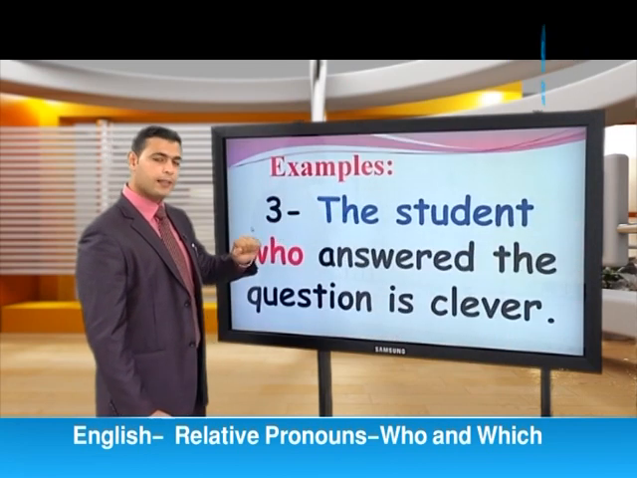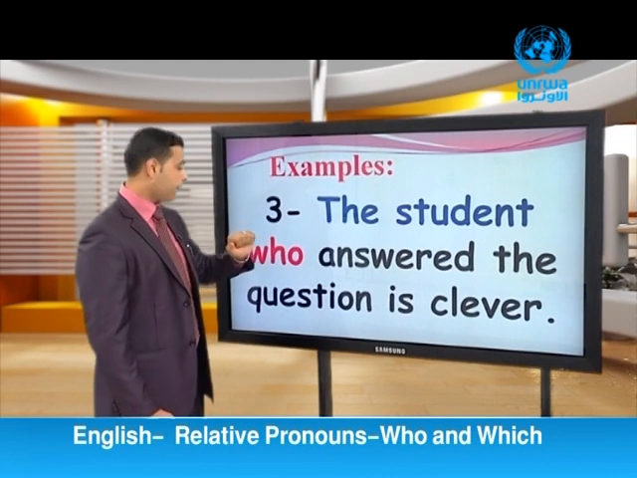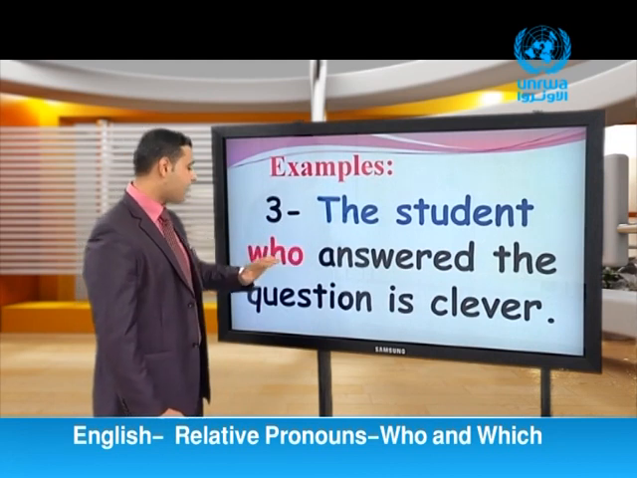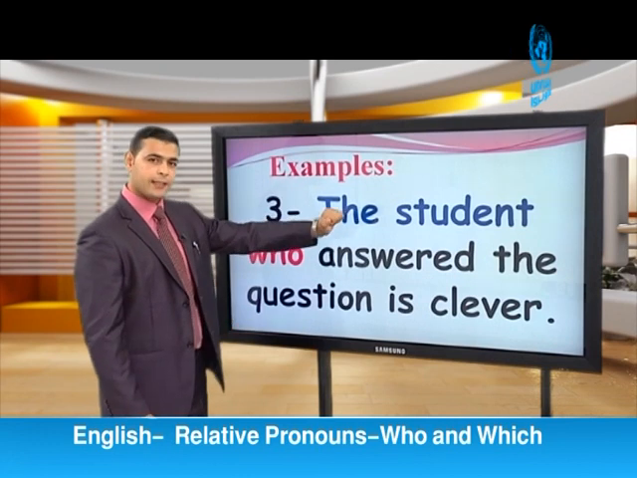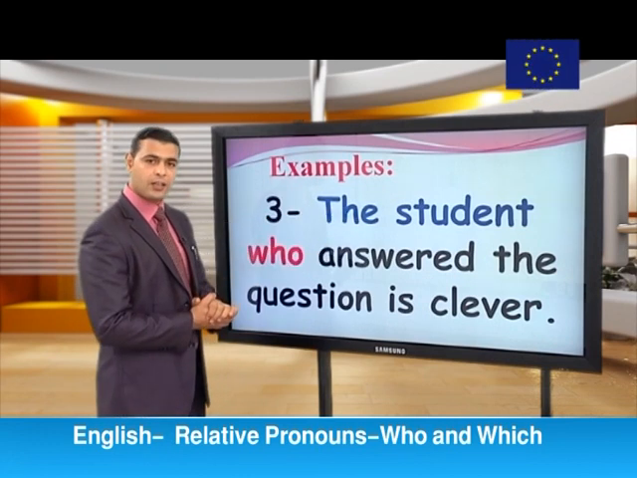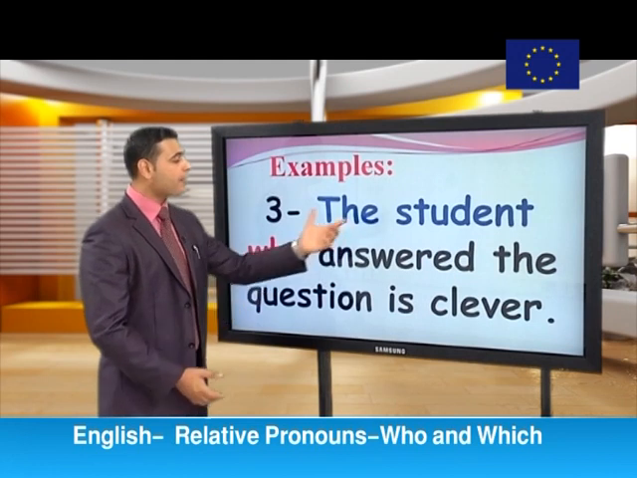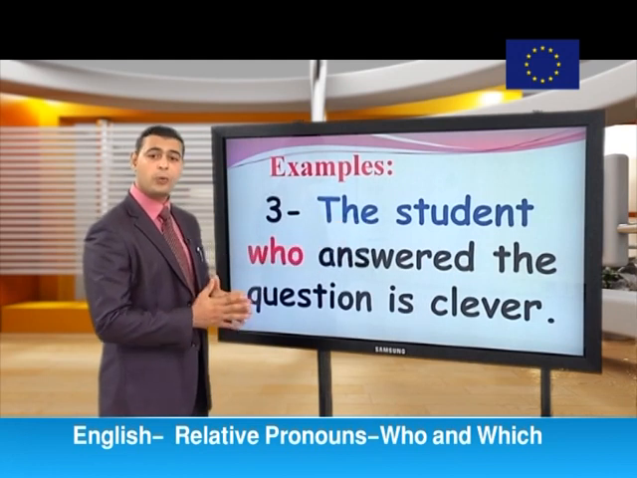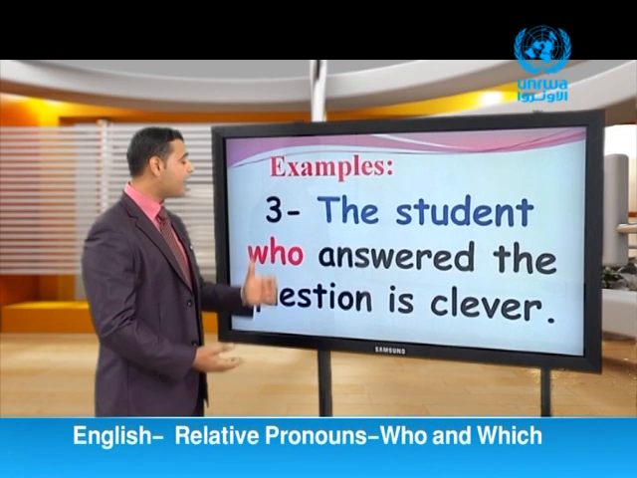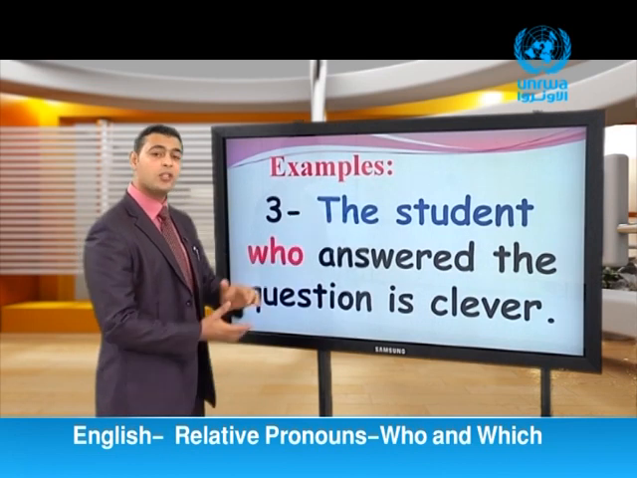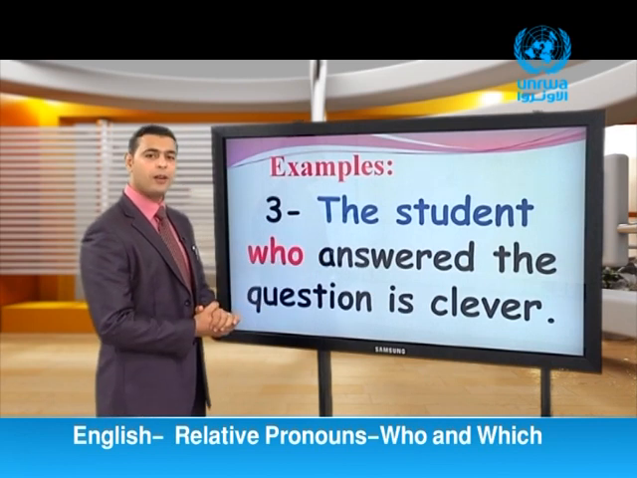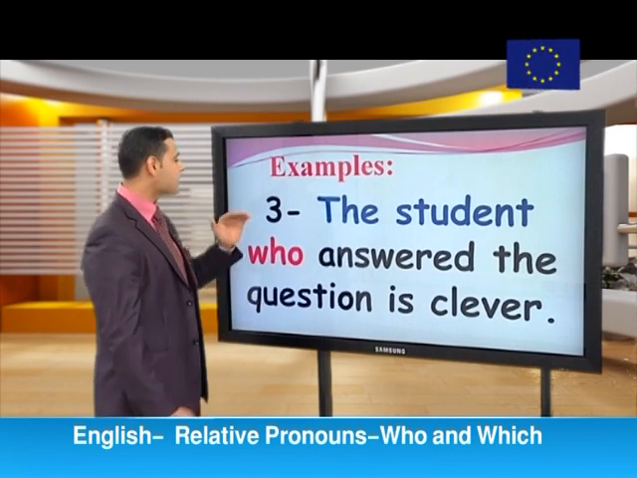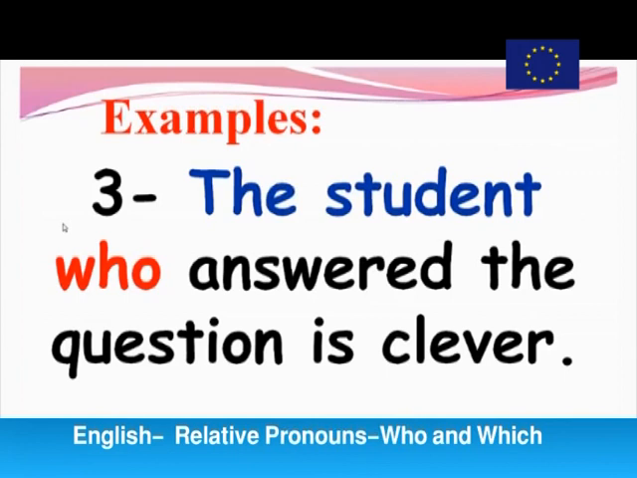The student who answered the question is clever. Again, the student who answered the question is clever. Here we talk about the student. He is a person. So that we use the relative pronoun who to talk about that student. Here, who answered the question is clever. Let's read the sentence for the last time. The student who answered the question is clever.